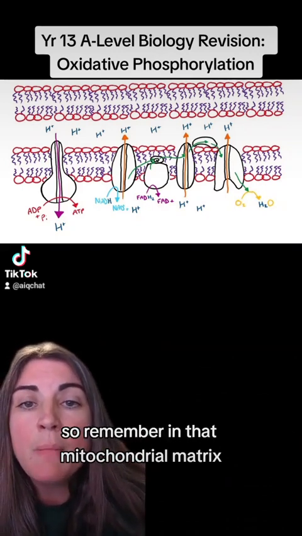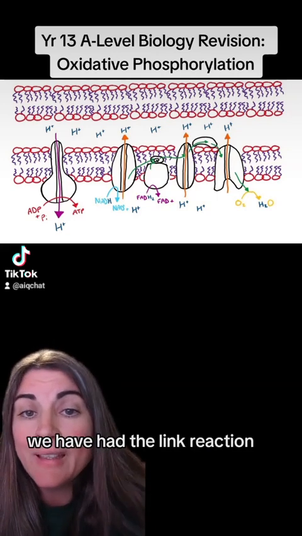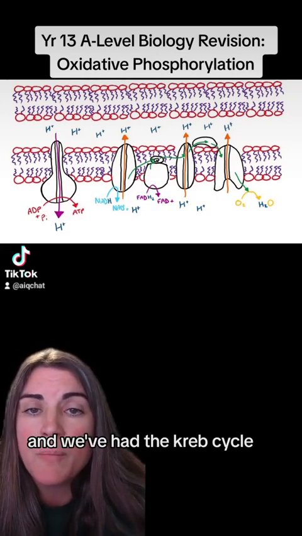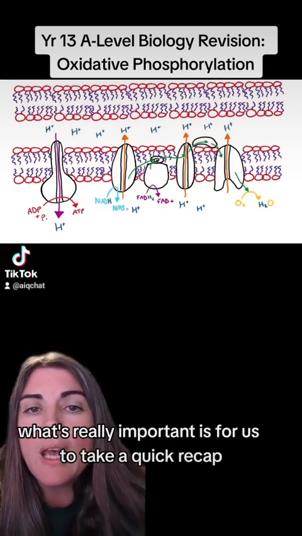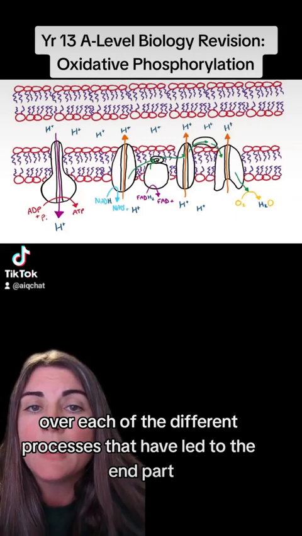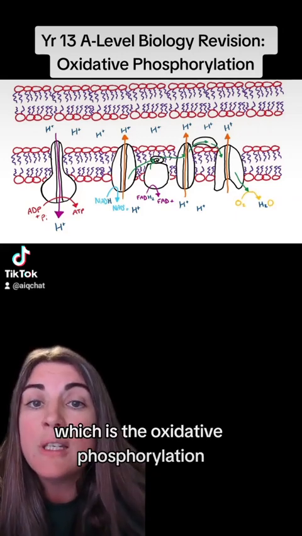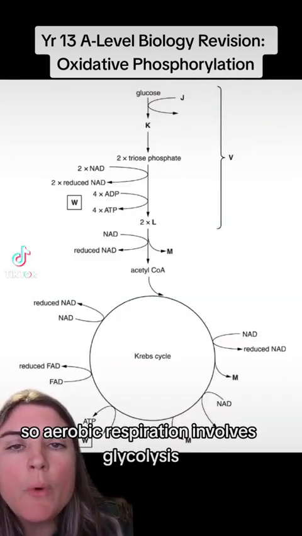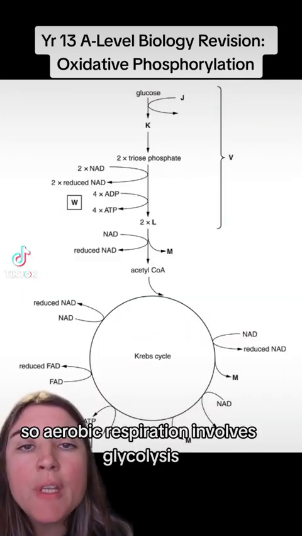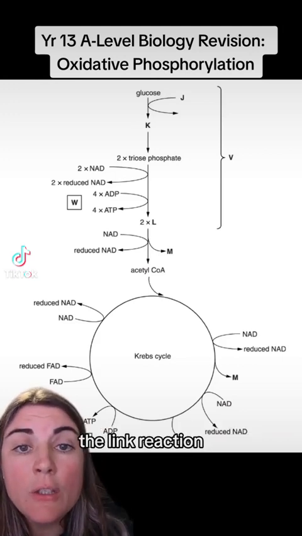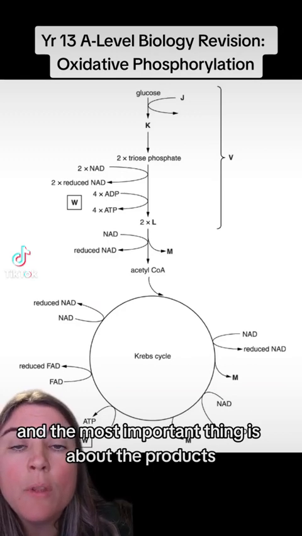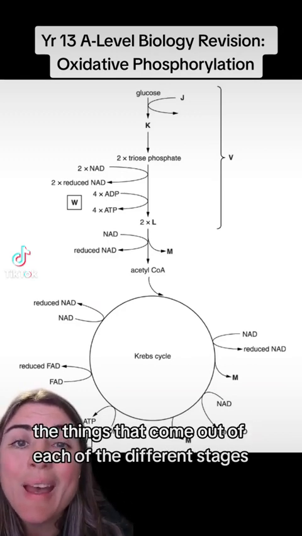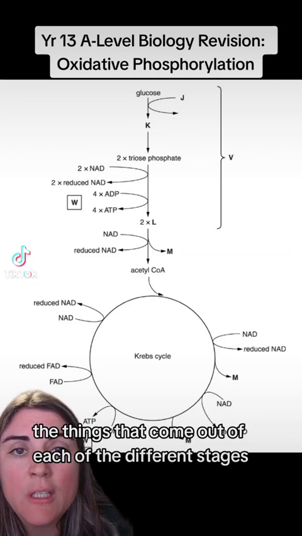So remember, in that mitochondrial matrix, we have had the link reaction and we've had the Krebs cycle. Well, what's really important is for us to take a quick recap over each of the different processes that have led to the end part, which is the oxidative phosphorylation. So aerobic respiration involves glycolysis, the link reaction, and the Krebs cycle. And the most important thing is about the products, the things that come out of each of the different stages.